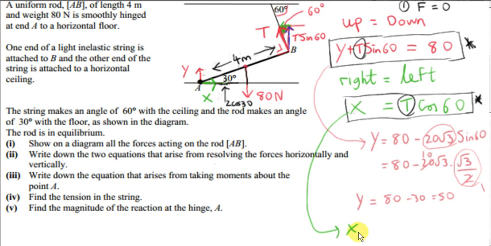And now let's get X. So X is T. T is 20 root 3 multiplied by the cos of 60. The cos of 60 is a half. So X is 10 root 3 newtons. So now we can answer part 5. We found the components of the force on the rod at A.